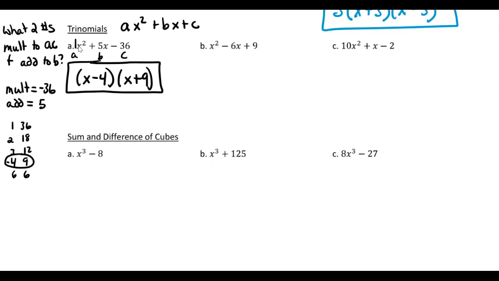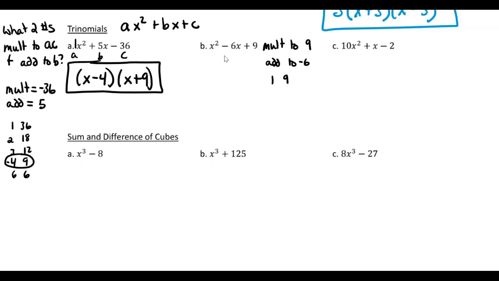Now, the only time you can just jump straight to writing your factors is when it begins with only x squared, when the a value is 1. If that number is different, we're going to have to take a different approach. So let's try it again right here. So we're asking ourselves what multiplies to AC, and that's 1 times 9 is 9, and it needs to add to B. B is negative 6.